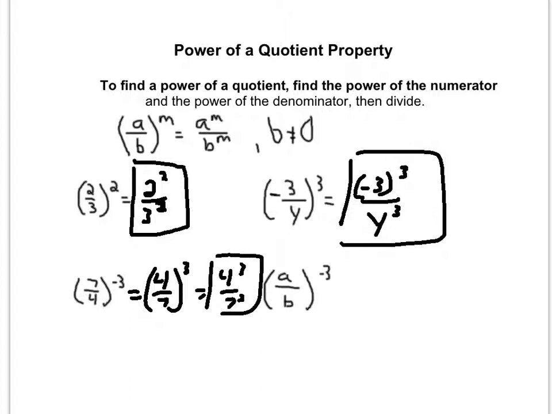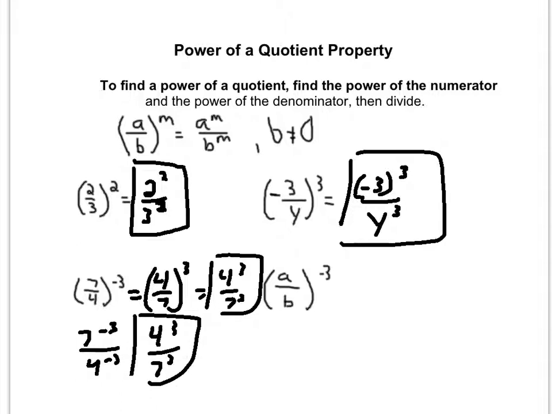Could do this another way. We could apply the rule first and say it's 7 to the negative third power over 4 to the negative third power. But again, our negative rules tell us that if there's a negative exponent, we put it to the other side of a fraction bar and make it a positive exponent. So 7 to the negative third would go to the bottom, and 4 to the negative third would go to the top, and they both become positive exponents. And either way, we should get the same answer.